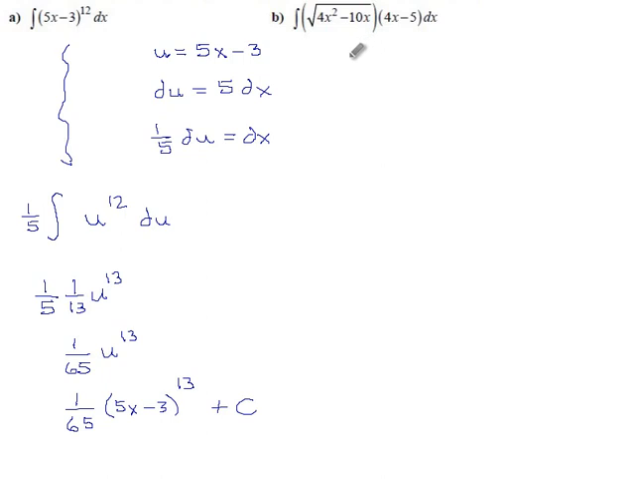Okay, over here, radical of polynomial expression. I'm hoping there's a relationship between the 4x squared minus 10x and the 4x minus 5. I'm hoping that if I differentiate this, 4x minus 5 falls out somehow. So let's try that and see what happens. If we make our u the radicand, 4x squared minus 10x, and we differentiate that, we get 8x minus 10 dx. Well, calamity, there's no 4x minus 5 involved there.